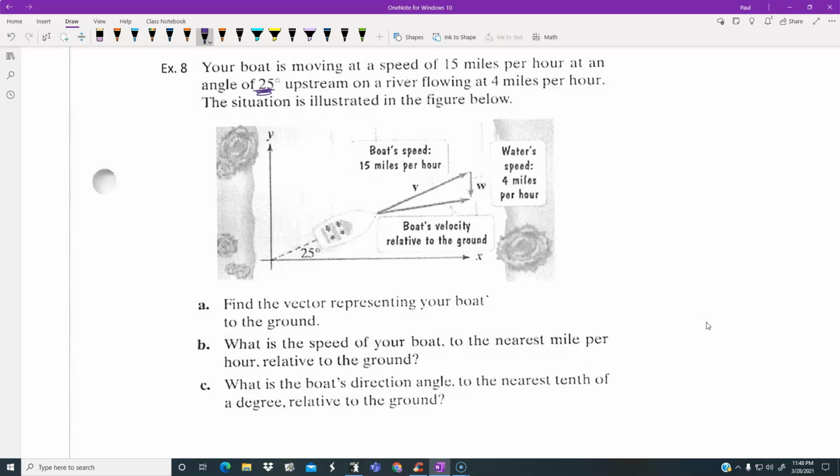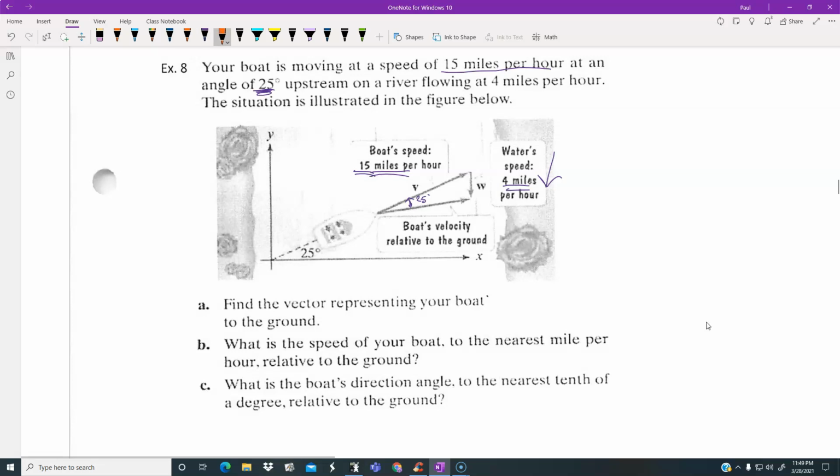And where the vector ends up. This is the 25 degree angle that's going on in this vector concept. The other part is it says it's got 15 miles per hour for the speed of the boat. So that's a magnitude. That one's got a magnitude, going at that 25 degree angle relative to the ground. So think about those two vectors.